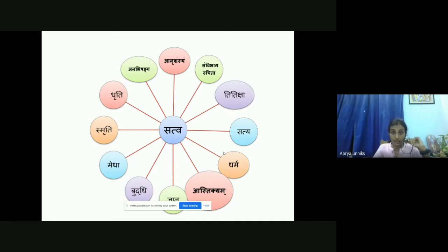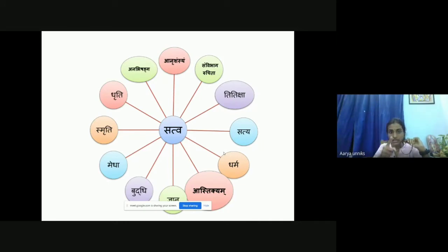Andrishamsyam is akrura karma. He does not do any krura karma. Samvibhaga rujada, that is sharing. Tidiksha is kshama, forbearance. Satyam, dharma, astikyam, these are all very clear, I guess. Anabhishanga would not be clear. Anabhishanga is doing something without seeking the fruits of it, without wanting to be recognized as having done that thing.